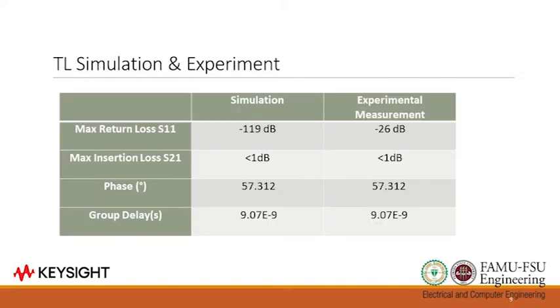And here are the parameters of the transmission line simulation and experiment. As we see, the return loss has a great difference, which could be attributed to discontinuity at the ports. However, the max insertion loss, the phase at 1 gigahertz, and the group delays all show similar values, which shows that our simulation was a good predictor of our experiment, and our experiment had good agreement with our simulation.